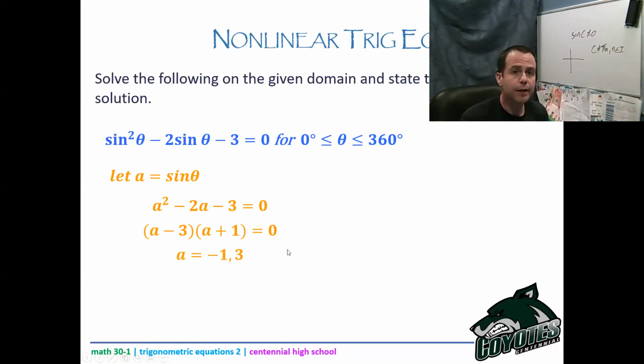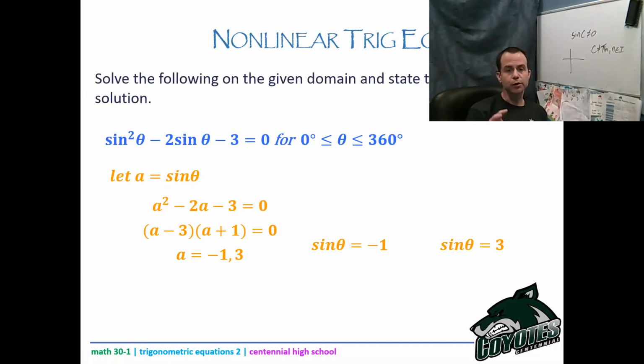Now, if you're going to do that substitution, here's where you have to remember that a is not a anymore. You have to substitute back, or else you're losing what you're doing. So a is actually sine of theta. So now that we've got values for a, we put sine of theta back. We say sine of theta equals -1 and sine of theta equals 3. Well, now I solve for each of those. Sine of theta equals -1.